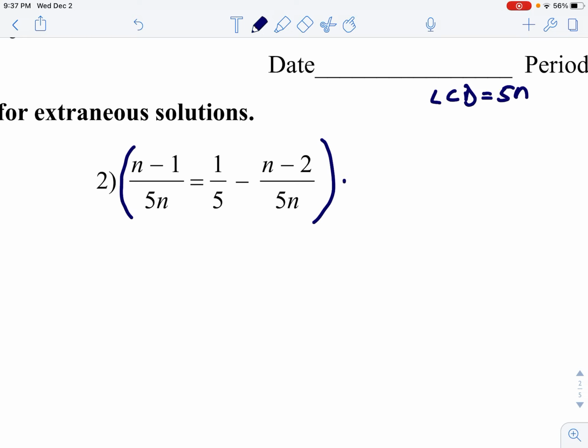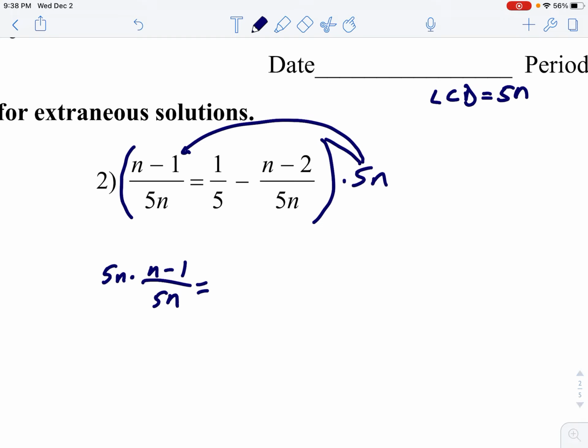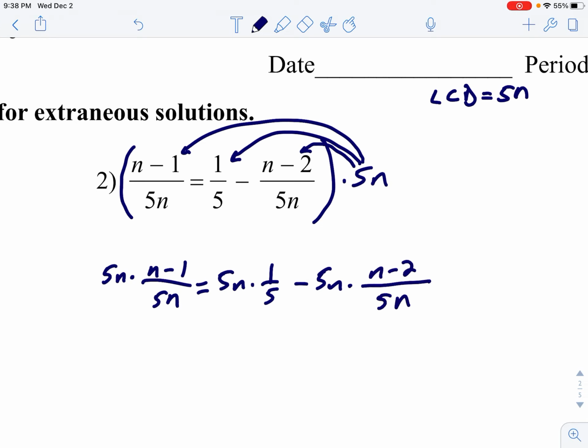Okay, so here's what you do. You multiply this whole equation by 5n, and we are going to use the distributive property. So we're going to distribute this here to that term. So it'll look like this, 5n times n minus 1 over 5n. Then you bring down the equal sign, and you distribute here. 5n times 1/5. Bring down the minus sign and distribute here. 5n times n minus 2 over 5n. So this has been multiplied by all 3 of those terms. I'm doing a lot of highlighting today.